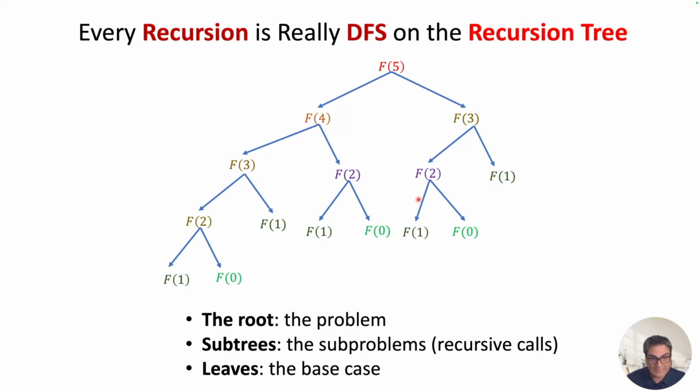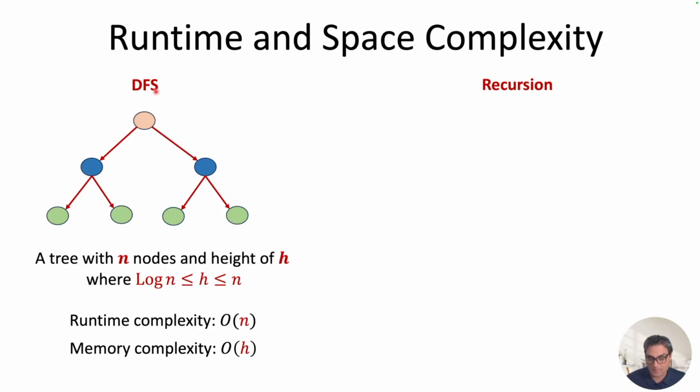And not only that, this will also give you some insight on the runtime complexity of your recursion. Remember the runtime complexity of DFS on a tree. In a tree that has n nodes and height of h, where h is between log of n and n, you can show that the runtime complexity is O of n. N is the number of nodes in this tree, and the memory complexity is O of h because of the call stack.